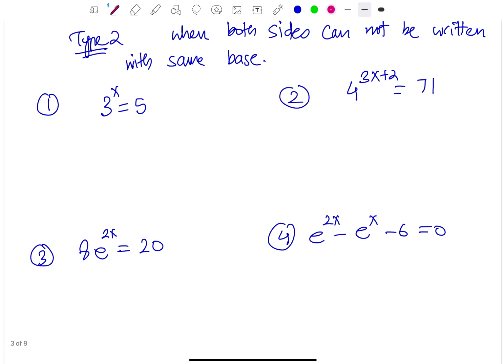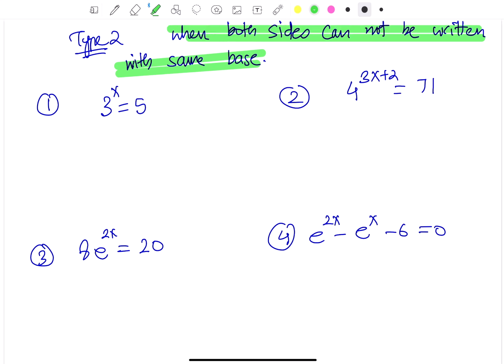Now we're going to look at some type 2 problems where both sides cannot be expressed with the same base. In that case, our goal is to get the exponentiated term all by itself and then take log on both sides, either natural log or common log or log to any base b on both sides. Okay, so first example, very simple.